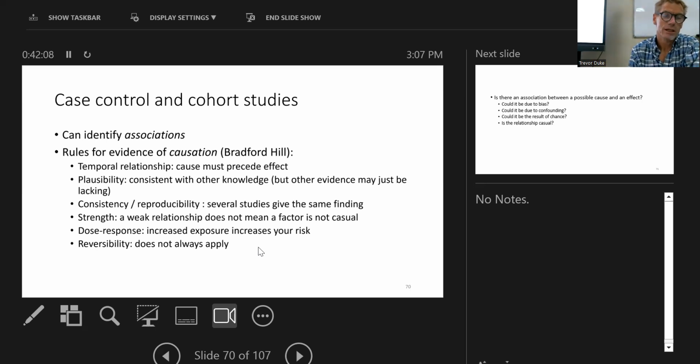So plausibility doesn't have to be biological. It can be just consistent with existing knowledge or other evidence that helps you join evidence together, right? It has to be consistent and has to be reproducible. So the same outcome and the same exposure have to be identified in several studies. It's usually not just based on one study. So reproducibility is important in any sort of research.